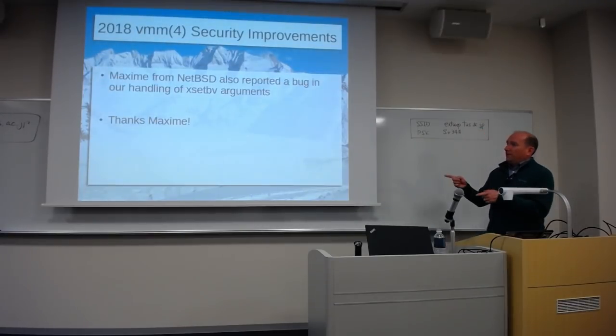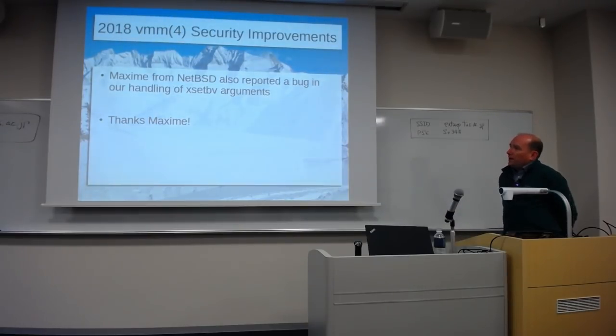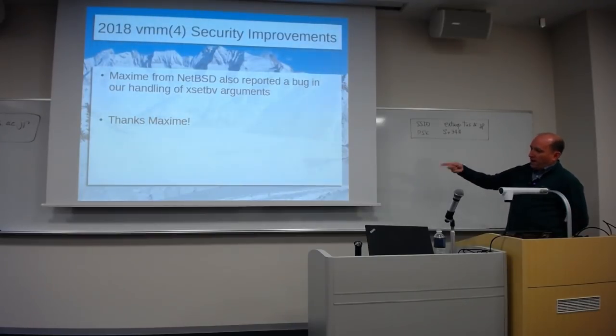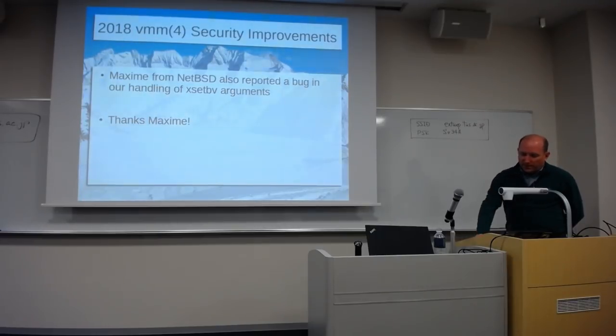I want to give thanks to Maxime from NetBSD, who pointed out a couple of other bugs. We had a couple of bugs in XSETBV, which is another floating point related instruction that we were handling incorrectly. So we changed this and made it how we handle a different instruction that forces it to go to the properly implemented path. So thanks to Maxime for pointing that out to us.